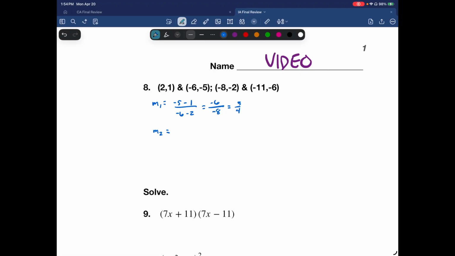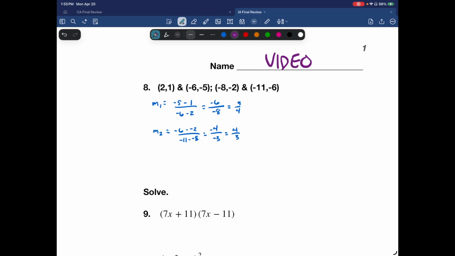Second slope, that's going to be negative 6 minus negative 2 over negative 11 minus negative 8. So on top I got negative 4, and I got negative 3 on the bottom, which is going to reduce to positive 4/3.